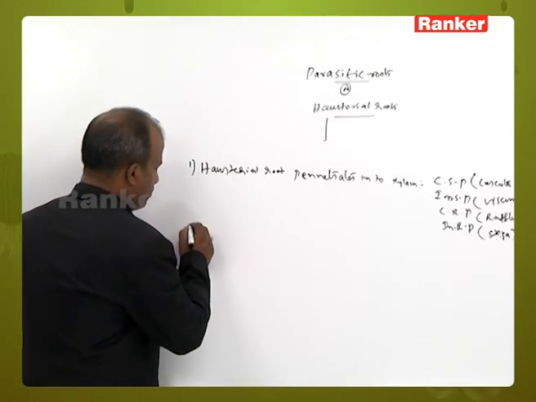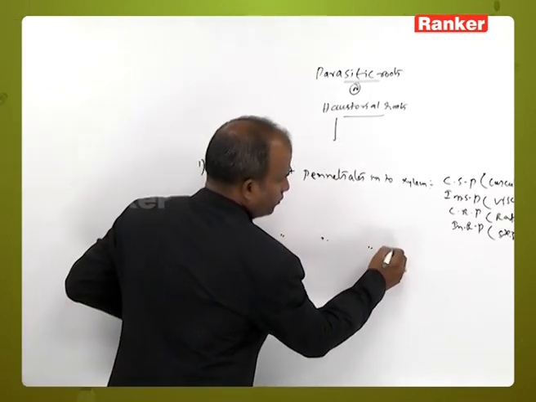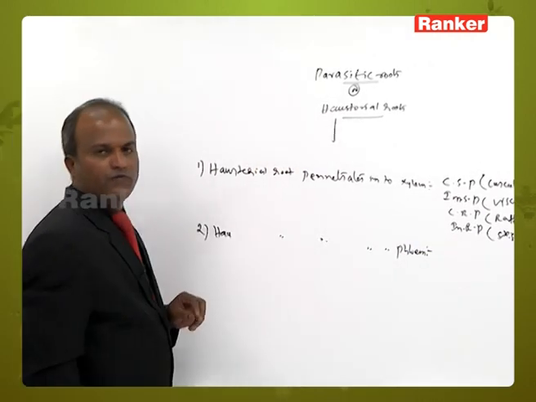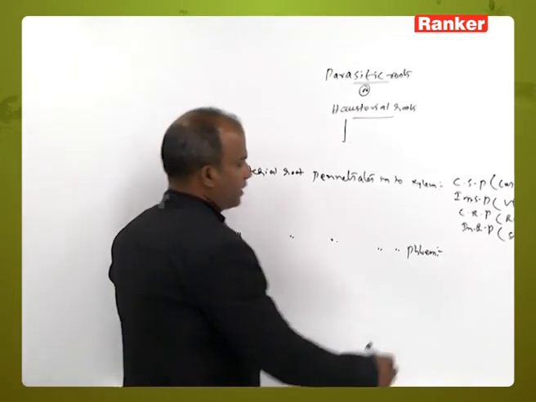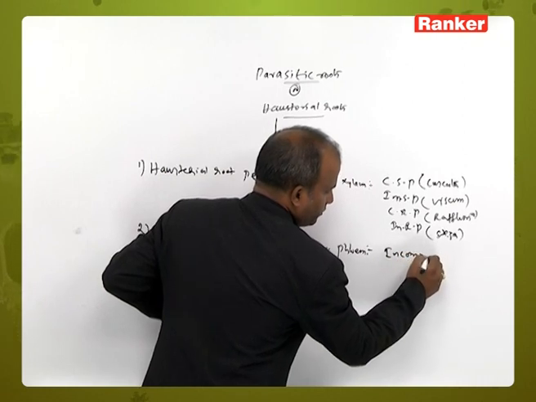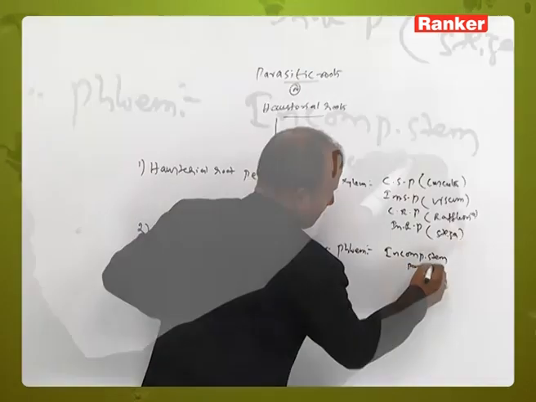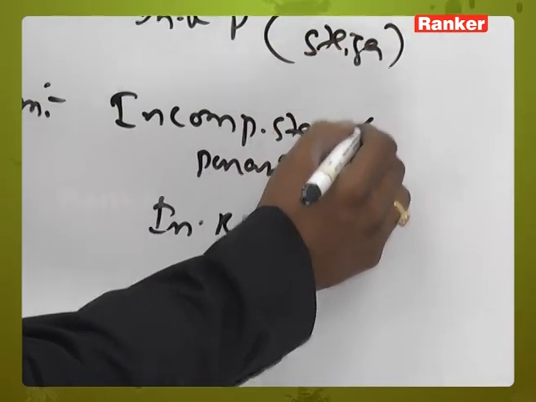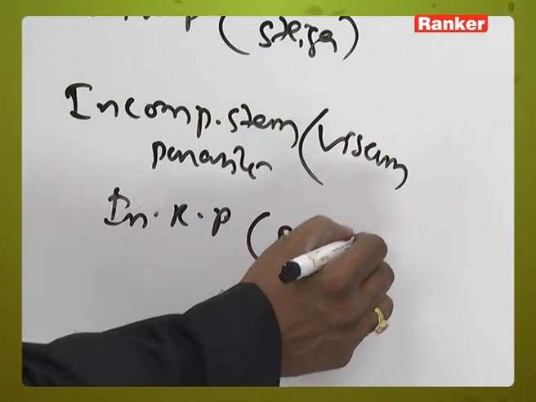Now, haustorial roots penetrate into phloem. What are those examples? Can you tell me? Those are incomplete stem parasite and incomplete root parasite. Incomplete stem parasite is Viscum. Incomplete root parasite is Striga.